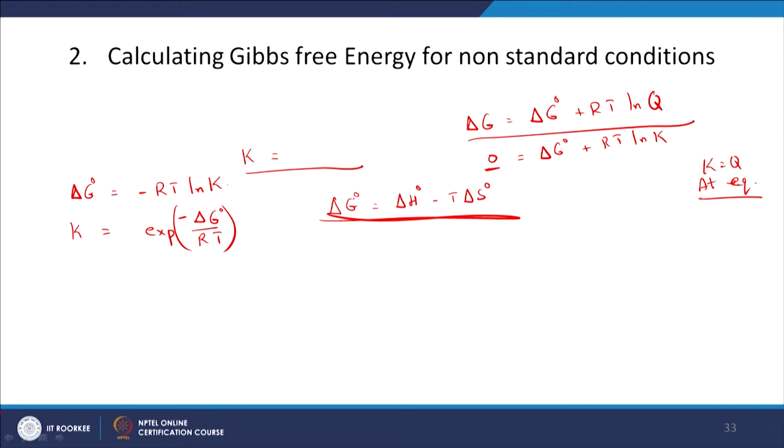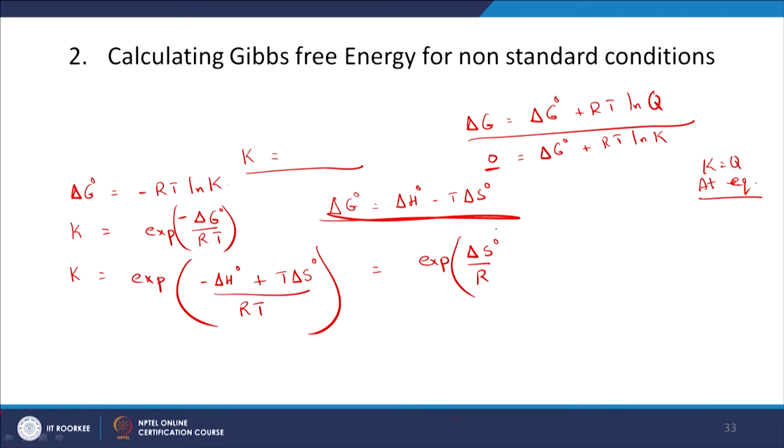So let us try to plug that in here. The equilibrium coefficient K is equal to exponential of minus delta H naught plus T delta S naught by RT, and that would be equal to exponential of delta S naught by R into exponential of minus delta H naught by RT. So this is an equation that we have here, right? Let us keep this in mind.